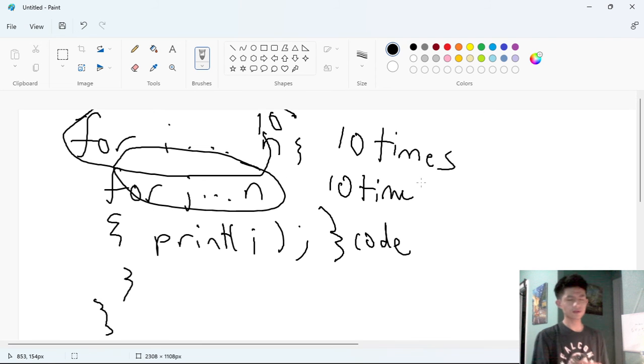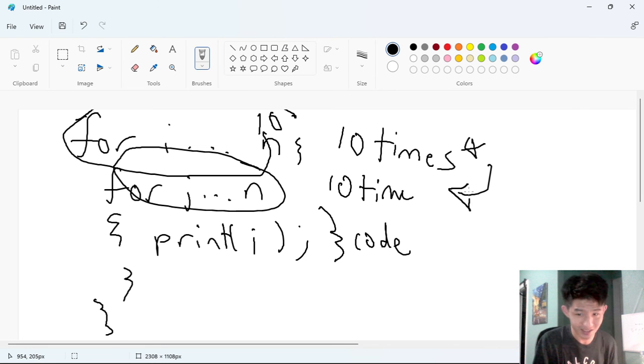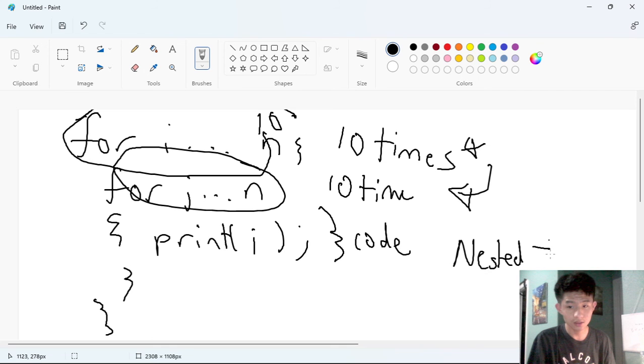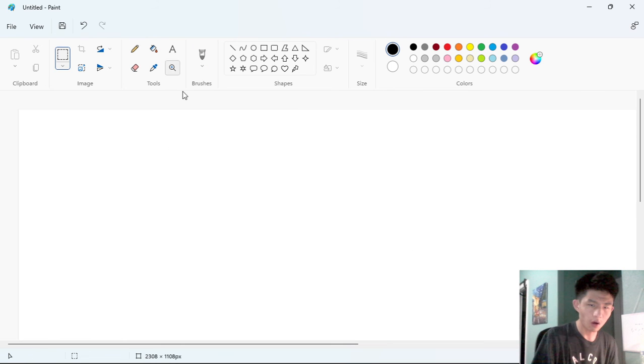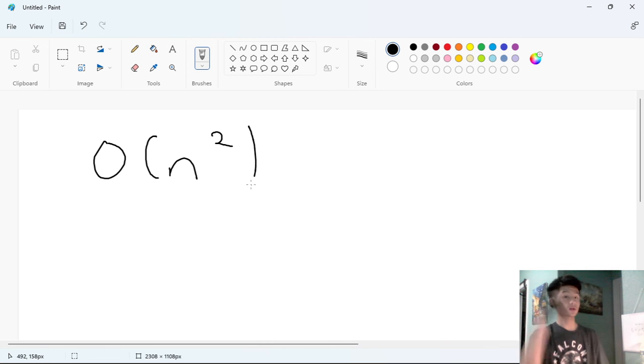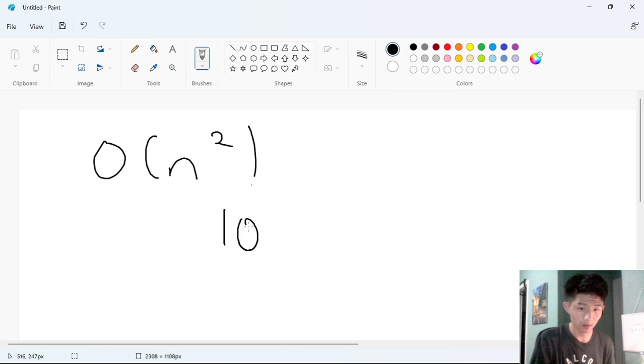So for every time in the 10 times at the beginning, it's going to run another 10 times inside of it. And this is where we get multiplication. So when you have a nested for loop, it's going to lead to multiplication. Okay. And this is an O of n squared algorithm because it's n times n, right? N can be any number. So if I put in 1,000, it's going to take 1,000 squared operations, or 1 million.